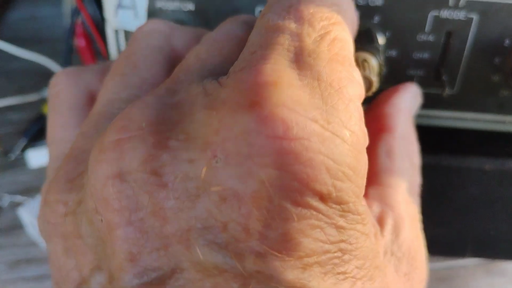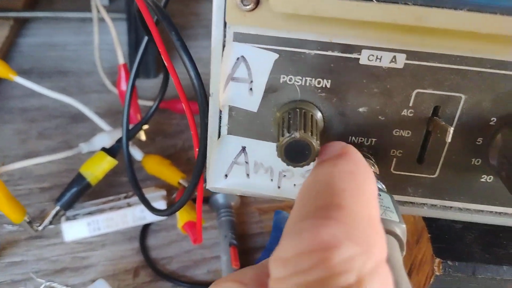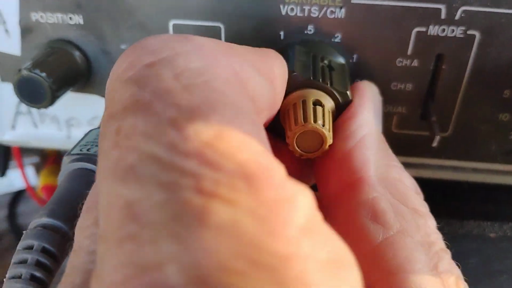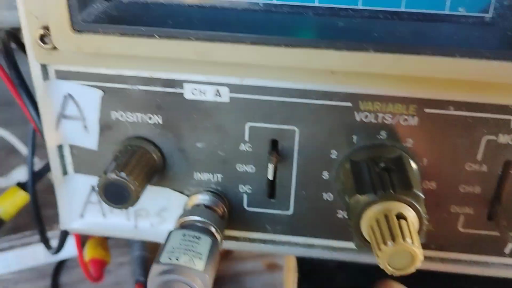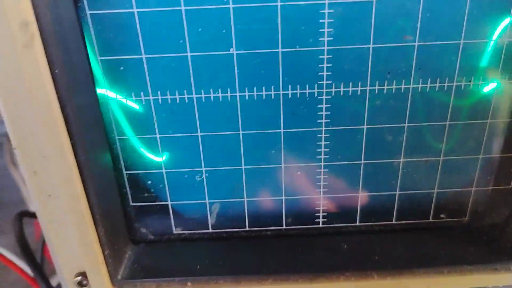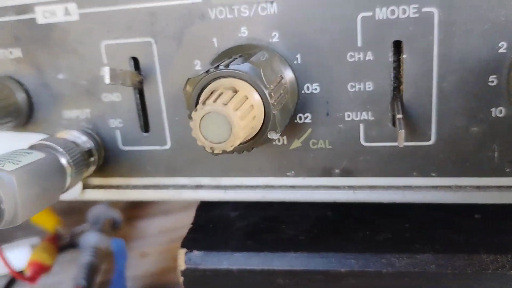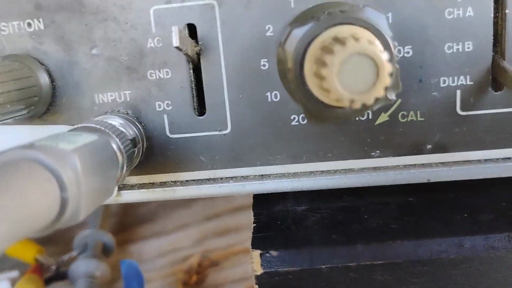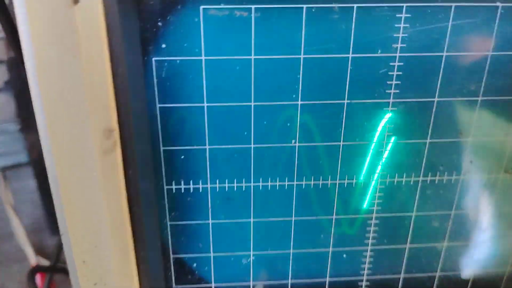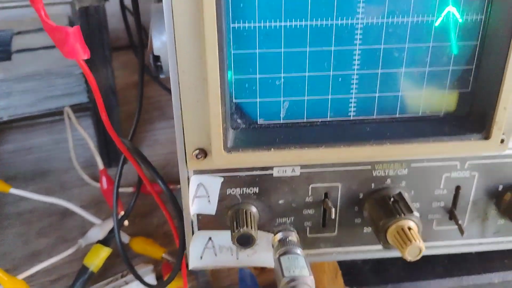And in the current, this is the amps. And this is in the .02 square division. So that means each of those larger squares, each of these, is equal to 0.02 volts. Okay, so from that you can calculate the amps, the current.